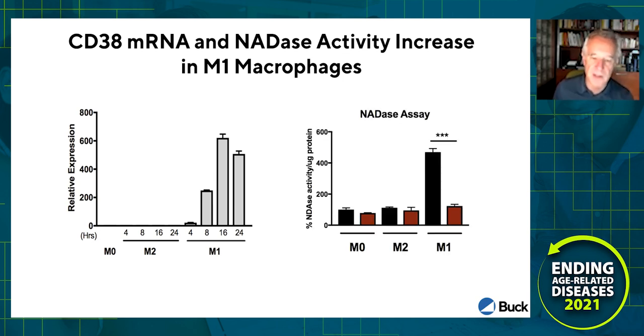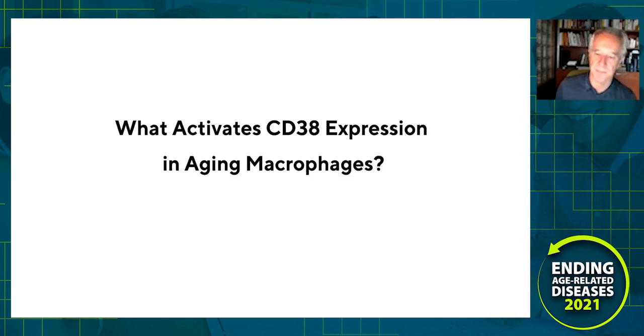And in agreement with this, if we look at an NADase assay, we can take a fluorescent substrate that is an NAD analog and measure the ability of the enzyme to cleave it. We can see that this activity is only present in M1 macrophages and is dependent on CD38. In red, I'm showing you macrophages that have been prepared from a mouse lacking CD38. You can see how they are unable to exhibit this NADase activity.